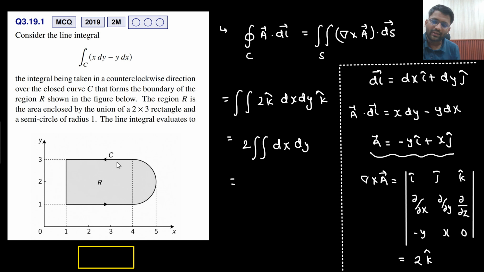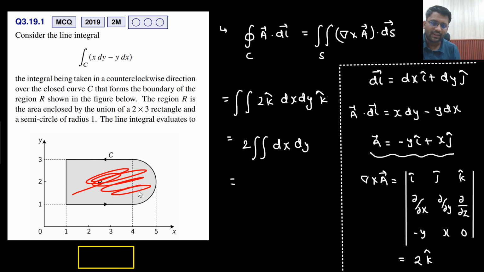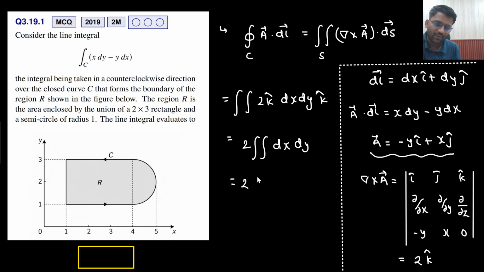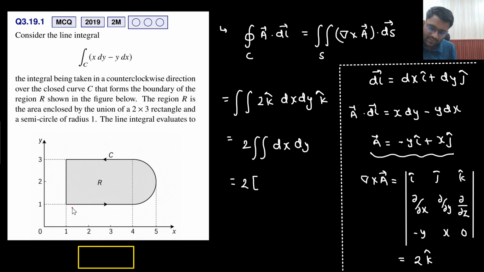That means I am supposed to calculate the surface area, and then simply multiply it by 2. So what is this surface area? There is one rectangle I can see. This width is 3, this width is 3, and this width is 2.